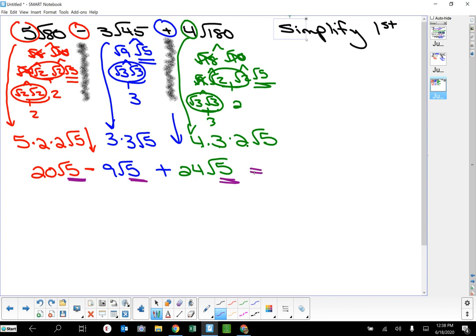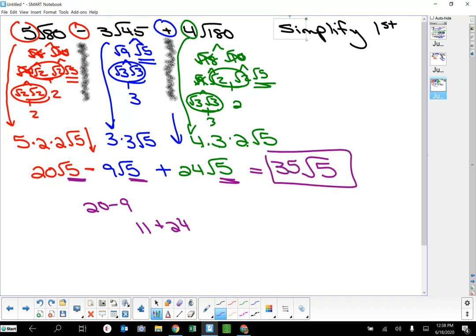Now, all my radicands are the same. So my answer is going to have a rad 5 on it. And then I'm going to go 20 minus 9. Well, that's 11. And 11 plus 24 is 35. And that's the answer to that problem. Okay, so you just reduce each one separately. Take your time. Don't forget things. Highlighters are handy, or using these arrows like I did, especially when you have the coefficients in there.